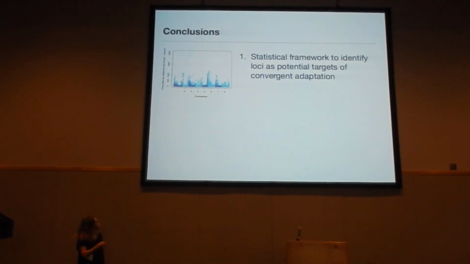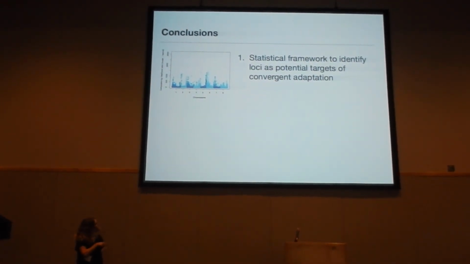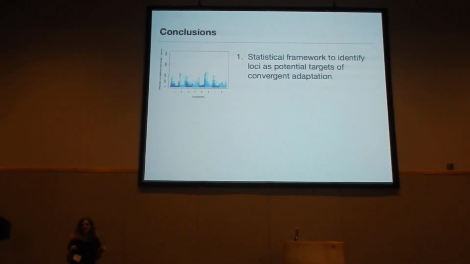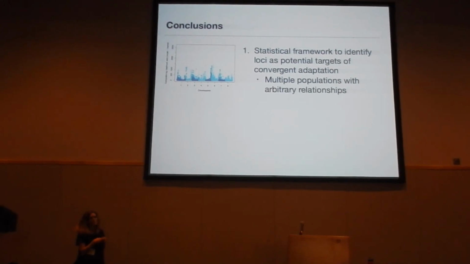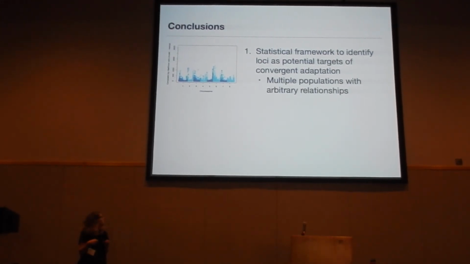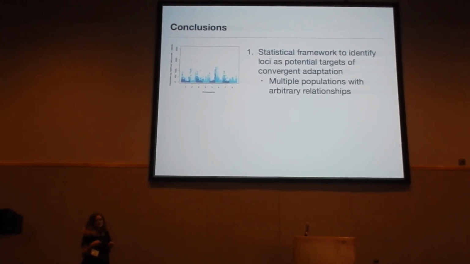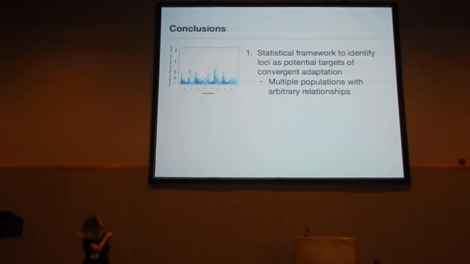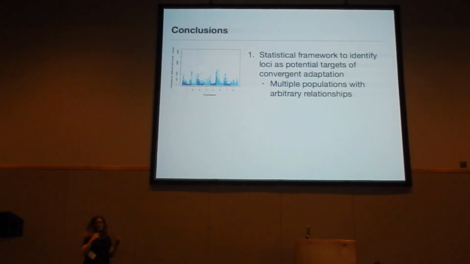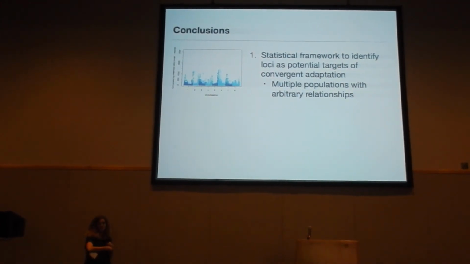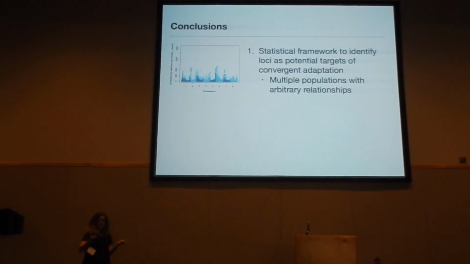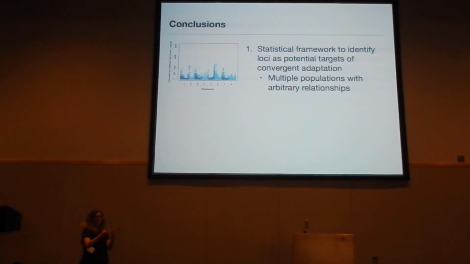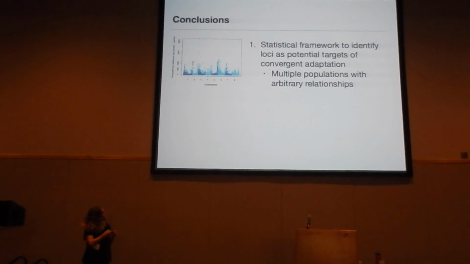what I've walked through is a statistical framework that can help identify these loci that are potential targets of convergent adaptation. In particular, this approach might be more powerful than other typically used approaches, such as doing pairwise FST comparisons, because this is incorporating information across a large number of populations, so all of our populations sampled. Additionally, you don't need to sample population pairs where one is under selection and the other is not. You can use everything that you have and put this into this framework.